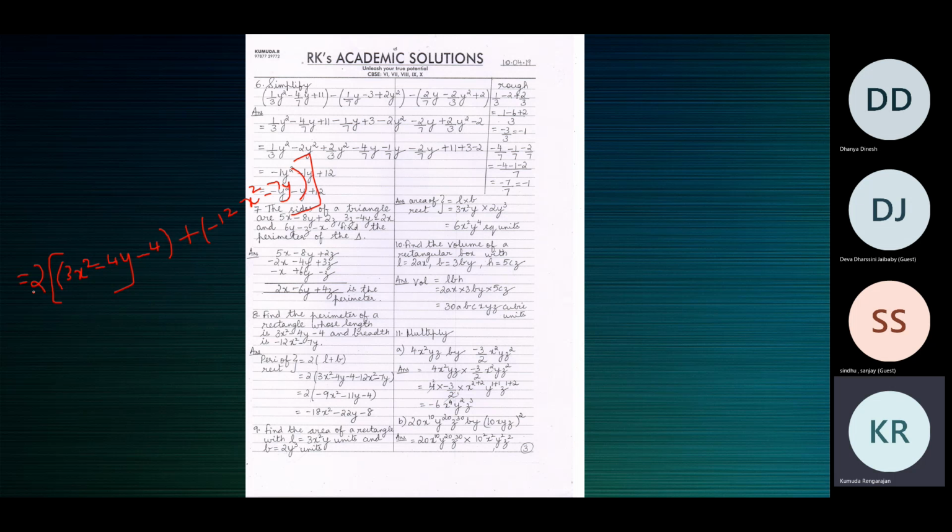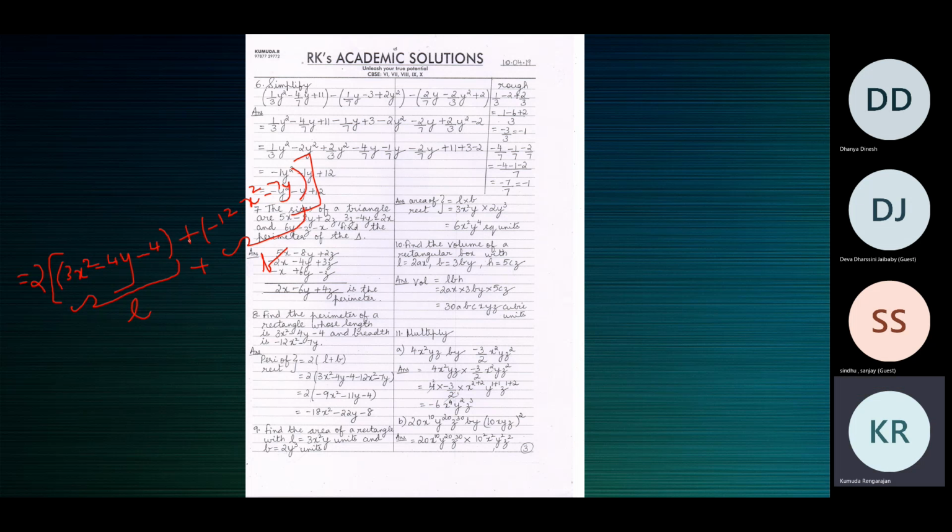So see here, children, this is 2 of L. This one is L. Plus, this is the breadth. 2 of L plus B. You can see the length here, 2 of L, plus the breadth here. Now we'll have to open the bracket.